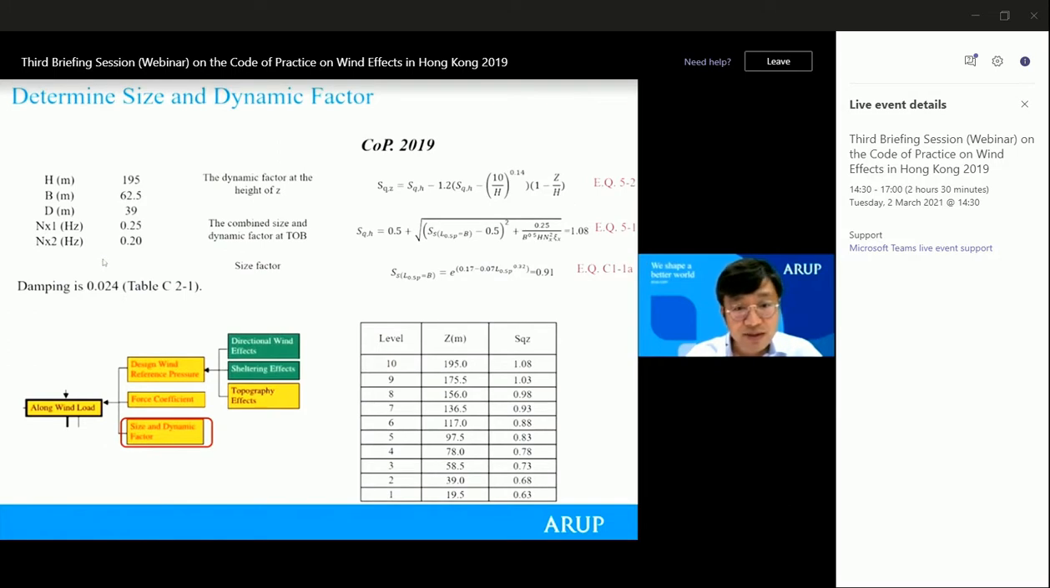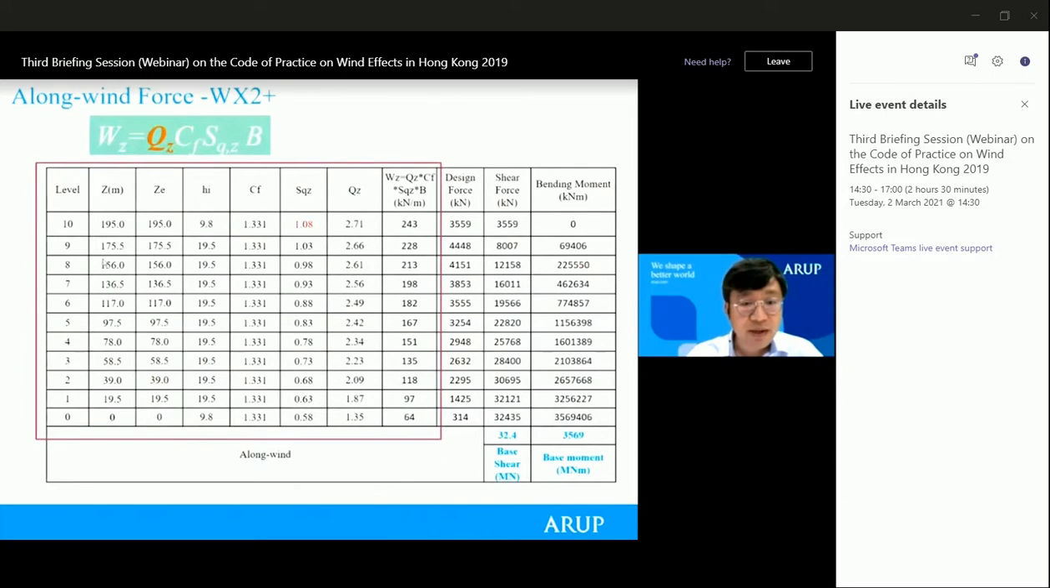So again, we need to identify the size and dynamic factor. So by using the building breadth, we can calculate the size factor as 0.91, and using the natural frequency, damping ratio, the geometry information, we can calculate the size and dynamic factor at top of the building as 1.08. Finally, using equation 5.2, we can calculate the size and dynamic factor along the building height. Then we can calculate the along wind force along the whole building height.